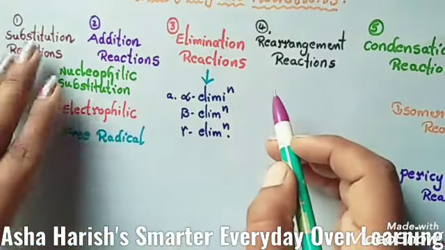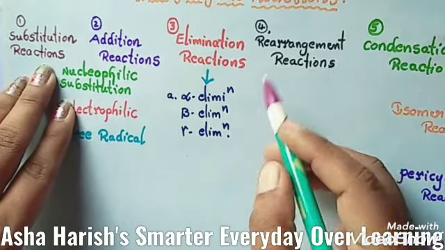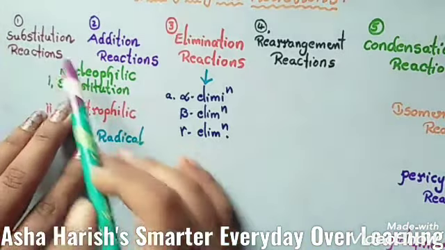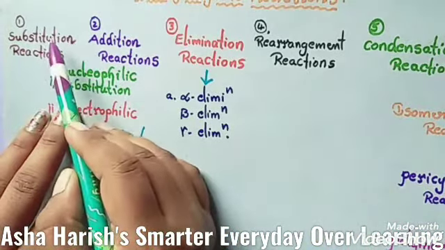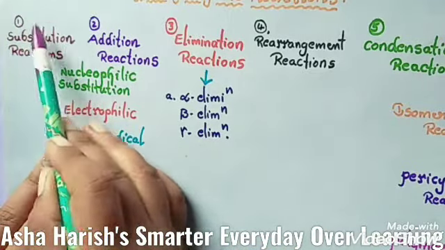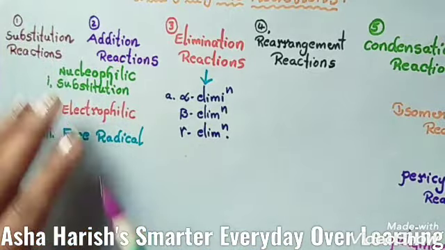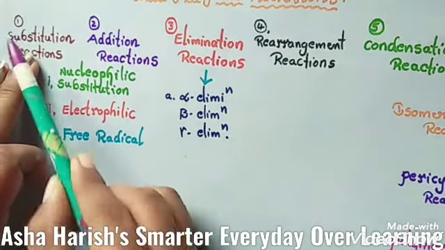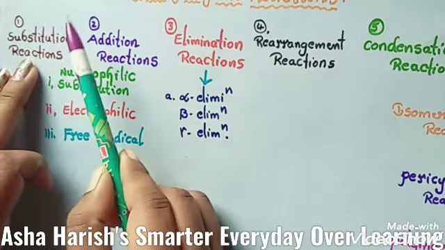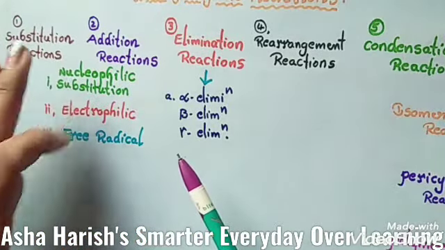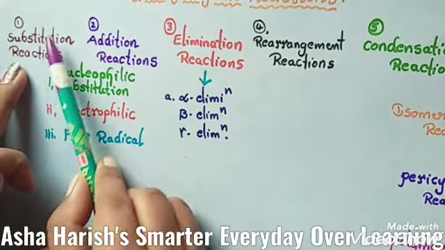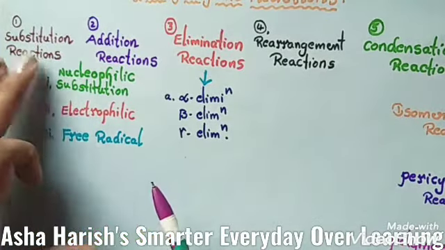Here is the first one, substitution reactions. In organic reactions, the first type is substitution reactions. This reaction involves direct replacement, nothing but displacement or substitution, of an atom or a group of atoms in an organic molecule by another atom or another group of atoms, without any change in the remaining part of the molecule. That could be done in these substitution reactions.